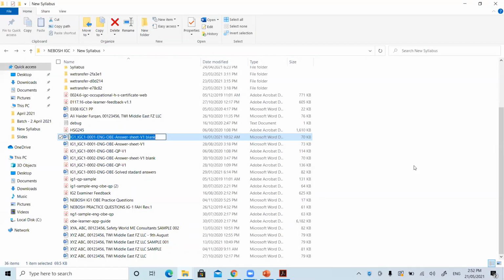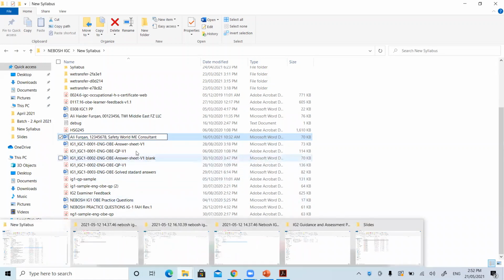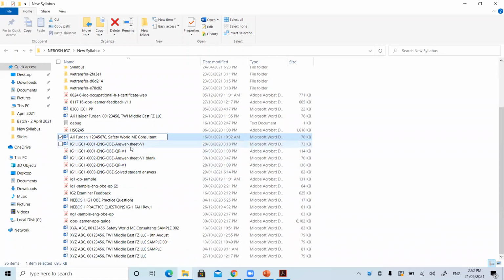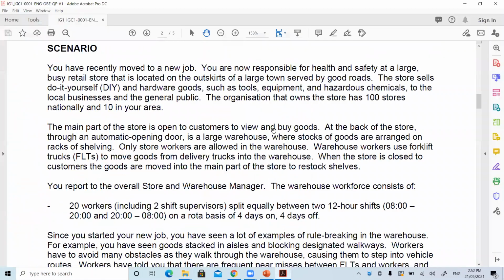So you will rename it: if your name is ABC XYZ, you will write XYZ ABC, then your learner number 1, 2, 3, 4, 5, 6, 7, 8, then your learning partner's name, Safety World ME Consultants. So this is how you need to rename the file. Or if your name is, let's say, Furkan Ali, I will write Ali Furkan and then the learner number and the learning partner's name. So guys, this is how you need to rename the file.